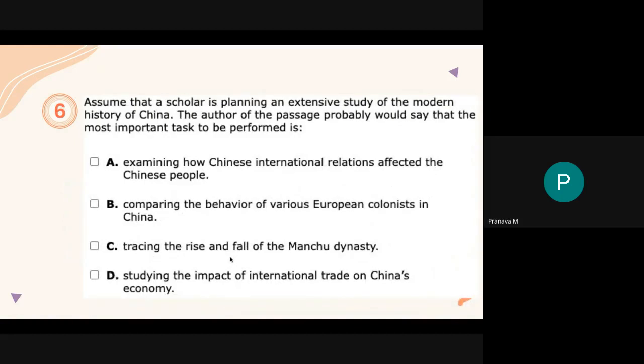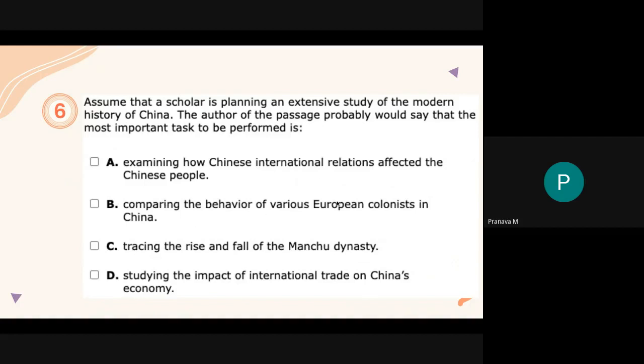And the sixth question: assume that a scholar is planning an extensive study of the modern history of China. The author of the passage would probably say that the most important task to be performed is... So this is a main idea question. Examining how Chinese international relations affected the Chinese people. This might be relevant to the first part of the passage, but that's not even really international relations. But even if you think about the European countries overpowering China, that doesn't address the revolt part of it. So I would hold off on that, but it doesn't seem quite true.